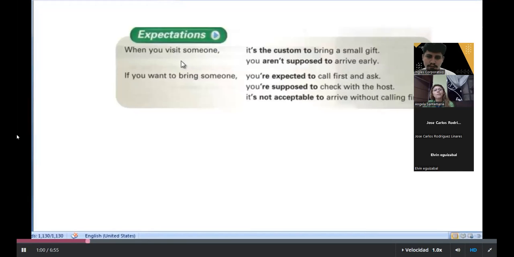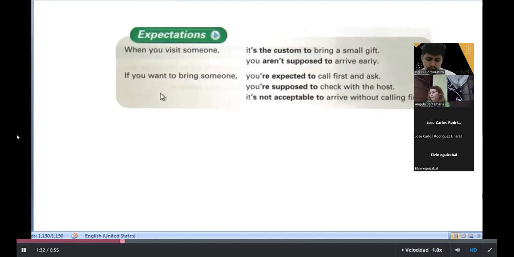We're going to have some sort of situation, and then we're going to express the expectation with either supposed to or it's the custom to, either you're supposed to or you're not supposed to. And so let's look at the examples at this time. When you visit someone, it's the custom to bring a small gift. Of course, this depends on the situation. You aren't supposed to arrive early. And again, this varies among different cultures.